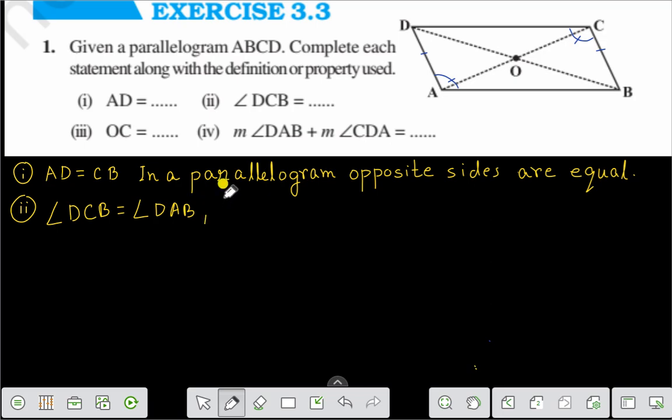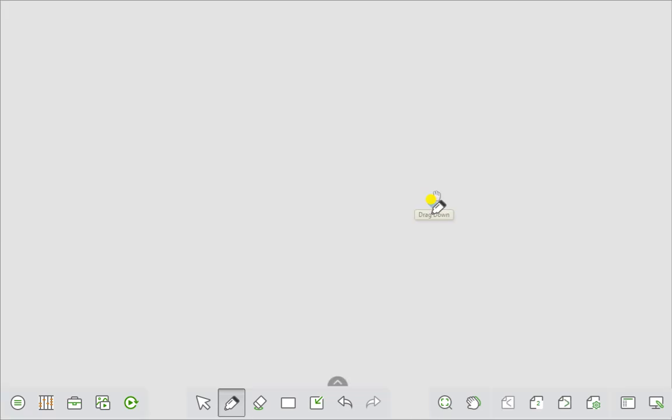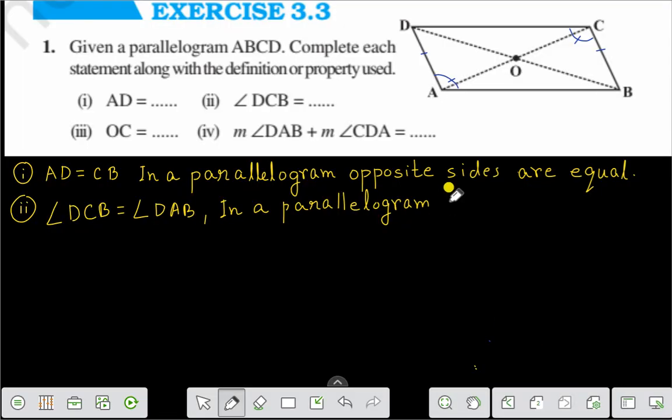In a parallelogram, opposite angles are equal. That means this angle is equal to this angle.